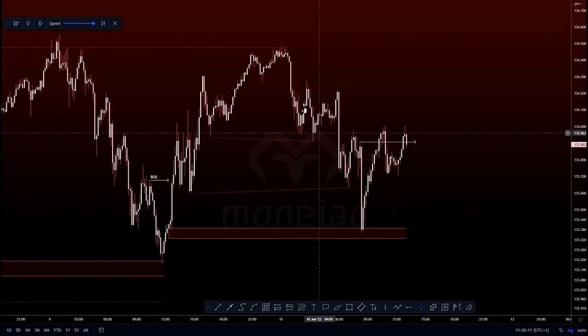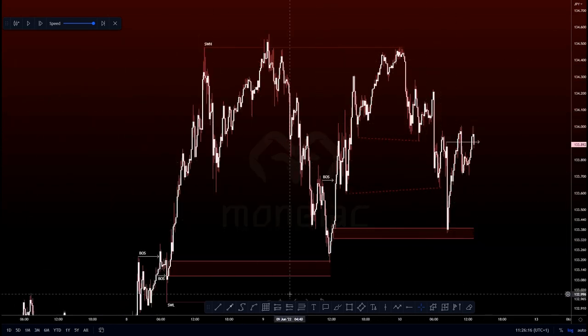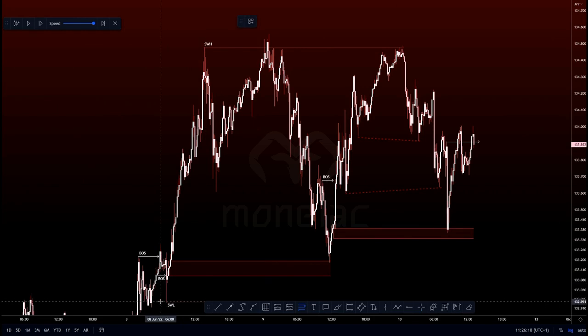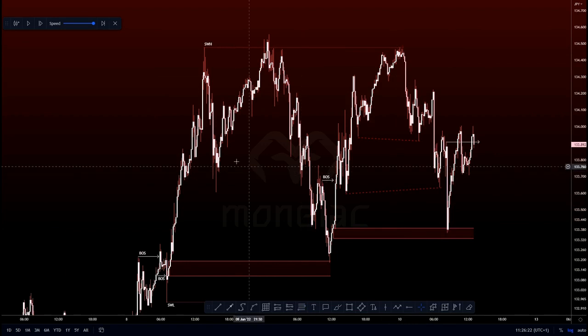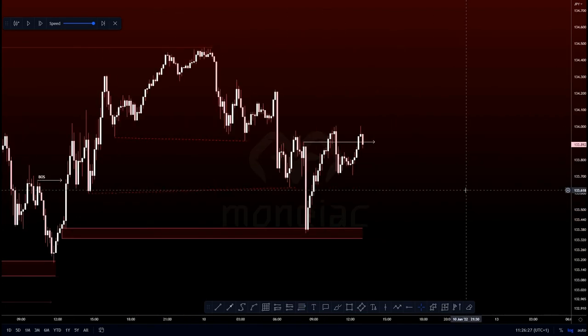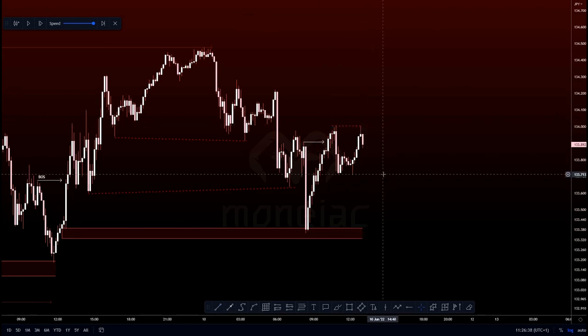Now we are still within this large range. And if you didn't get involved in this opportunity, as we are still in the discounted portion of the range, that's anything below the halfway point of the range, we can actually still look for trades. So we've had this break of structure now to the upside, and we've actually had two equal highs printed here. You can actually see that there are also two equal lows here.